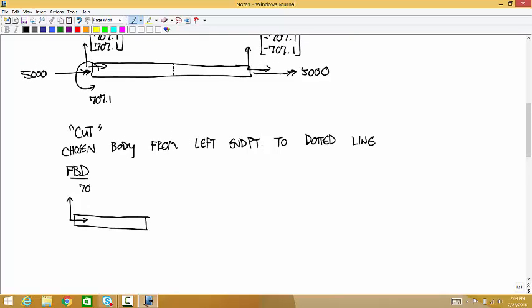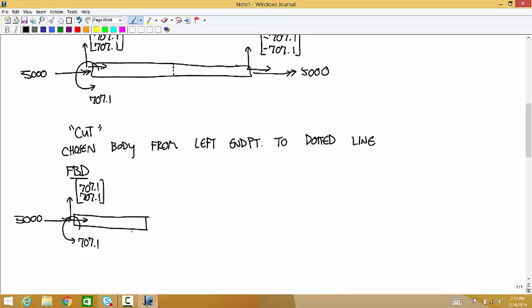So that's 707.1, 707.1, and then a couple of 707.1, and then a torque in the positive x direction of 5,000. That's all the external loads on the left.